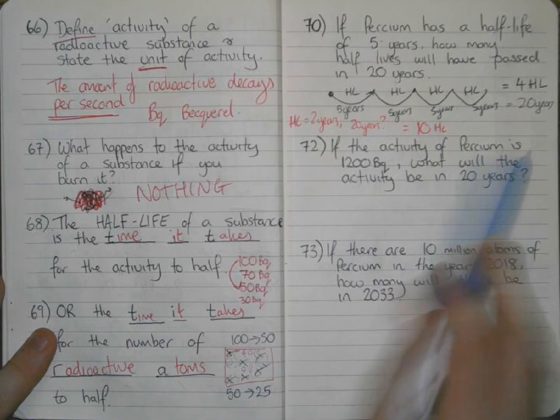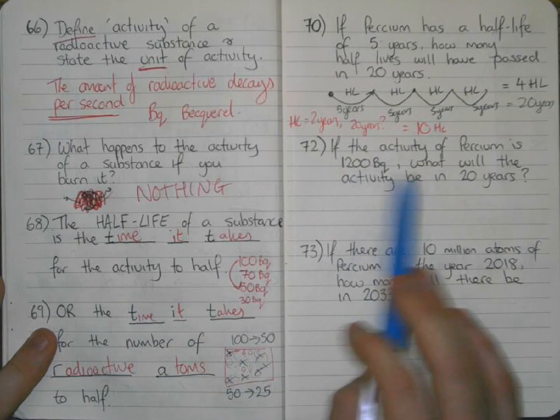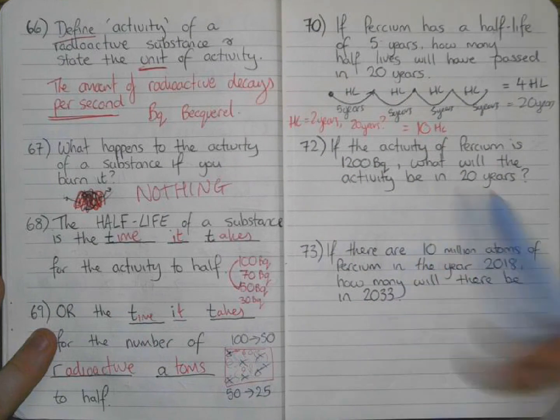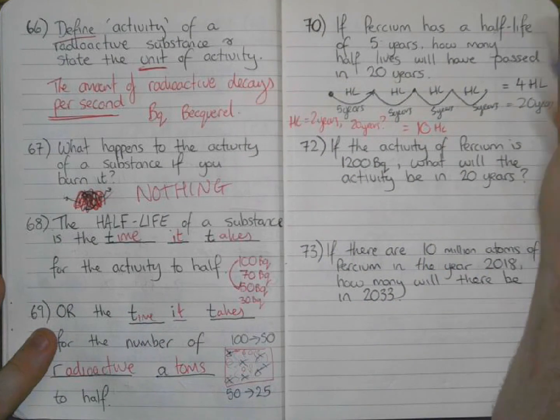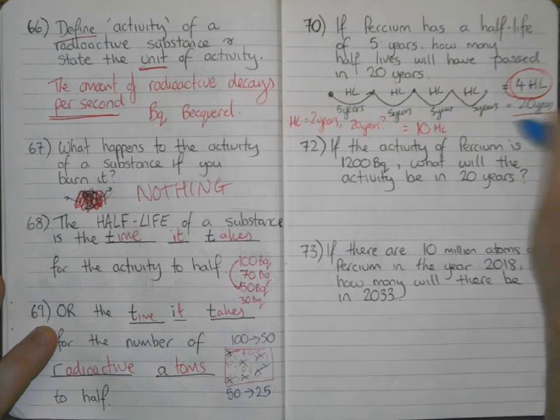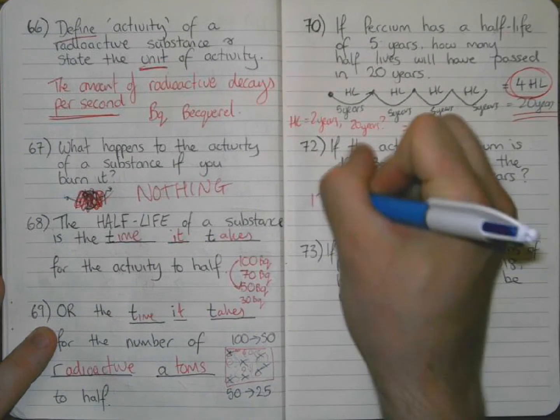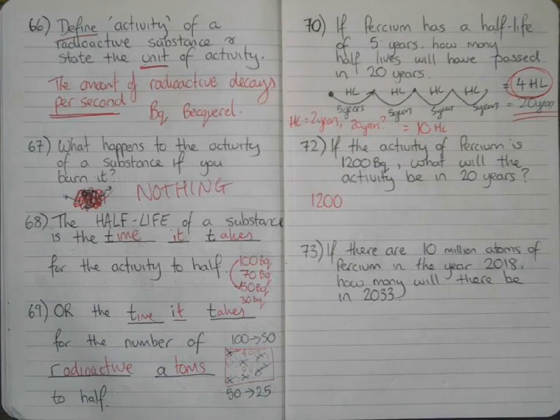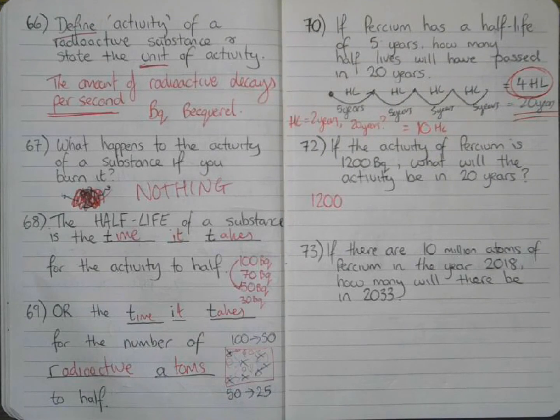If the activity of persium is 1,200 becquerels, what will the activity be in 20 years? Well, we worked out that 4 half-lives have happened in 20 years. If the activity is 1,200 to start with, we want to know what the activity is going to be like in 20 years, which is 4 half-lives. See if you can get an answer on your own.